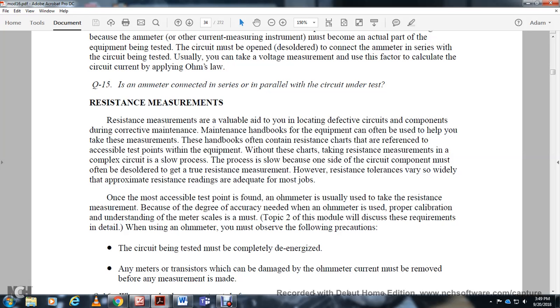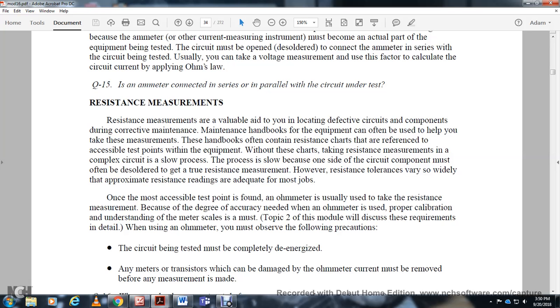While taking resistance measurements in a complex circuit, the process is slow, because one type of circuit component must often be disconnected to get the true resistance measurement. However, resistance tolerances are widely approached with adequate reading. For most jobs, one of the most successful test points found is with the ohmmeter. Because of the degree of accuracy of the ohmmeter, with proper calibration, understanding of the meter scale is a must.